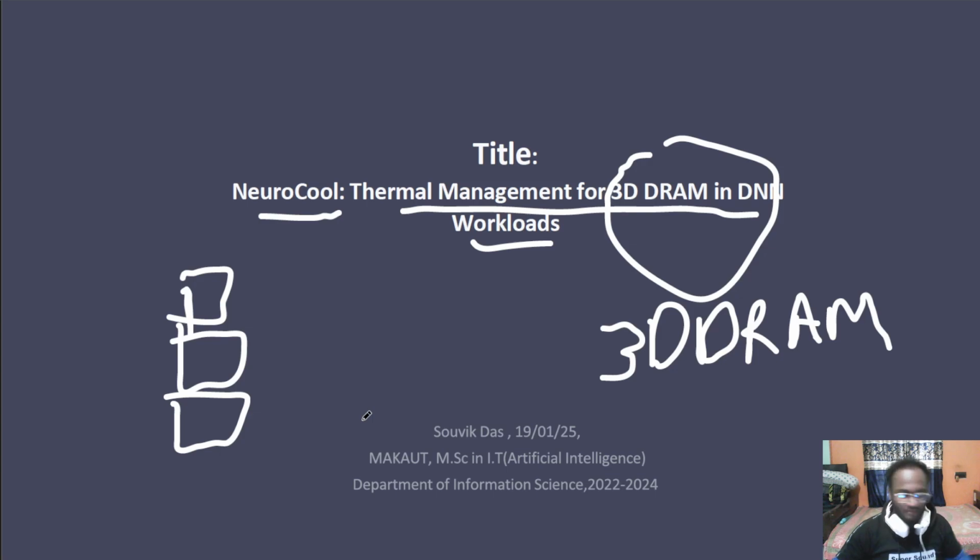So they have more performance than 2D RAM. They are mainly interconnected through silicon vias, which we call TSVs, through-silicon vias. So this is the basic idea of what 3D RAM is.